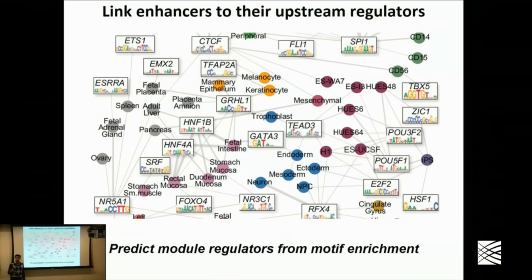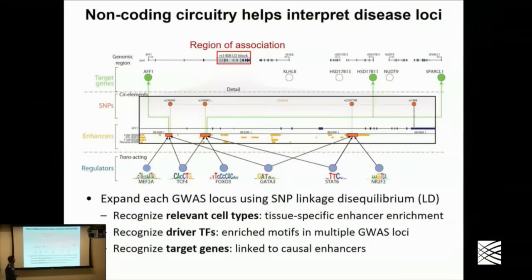We're basically saying that if there's a mutation that disrupts this particular motif, I'm more likely to associate it with function, and I'm also more likely to associate it with this particular upstream regulator. So we're putting together the pieces for painting that circuitry.